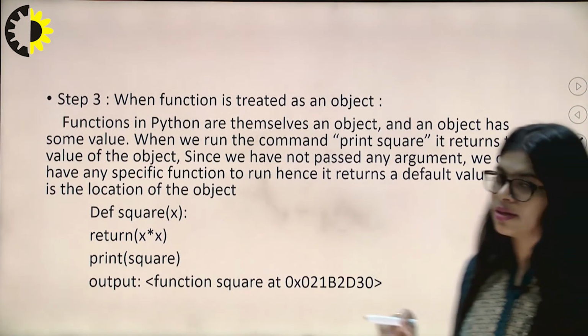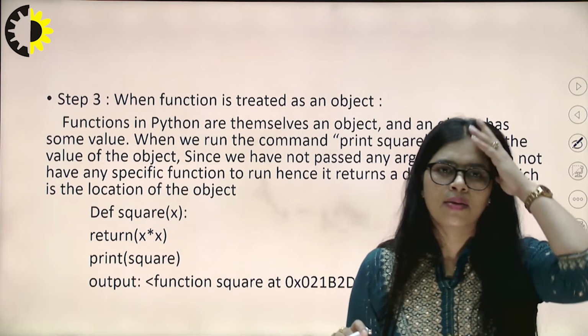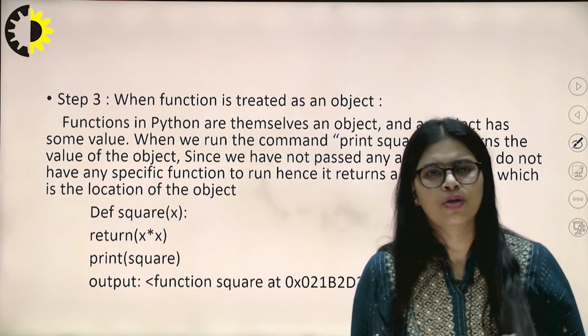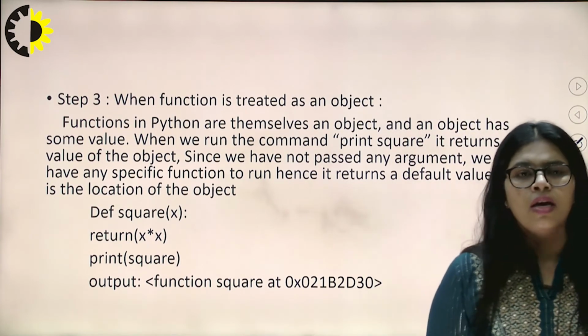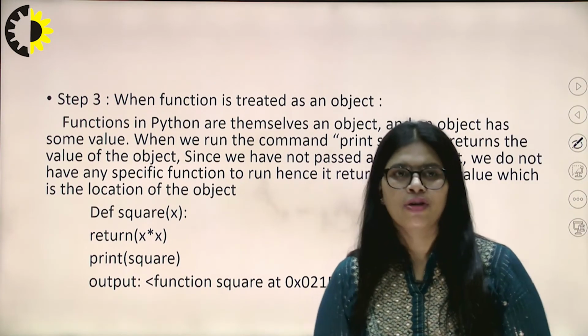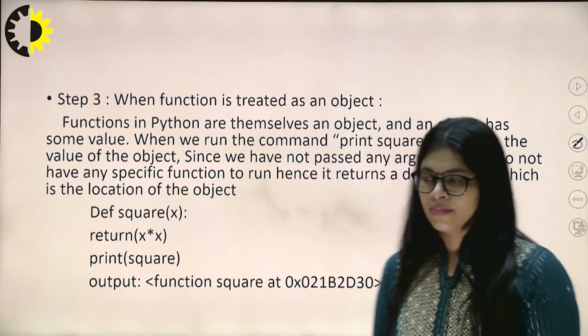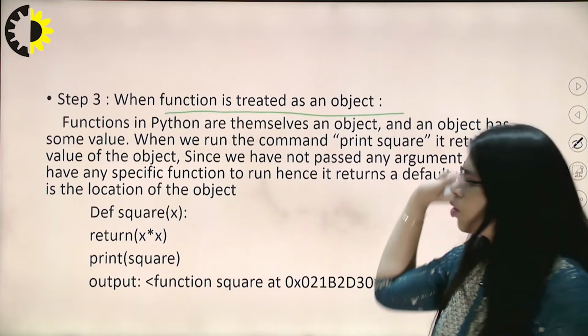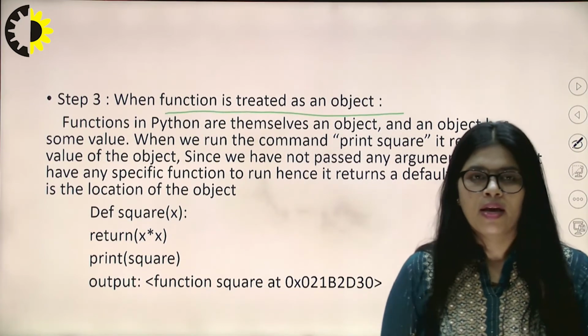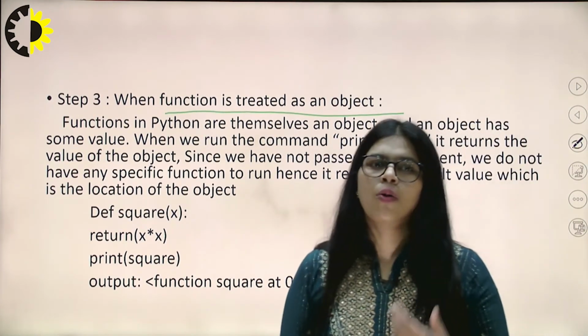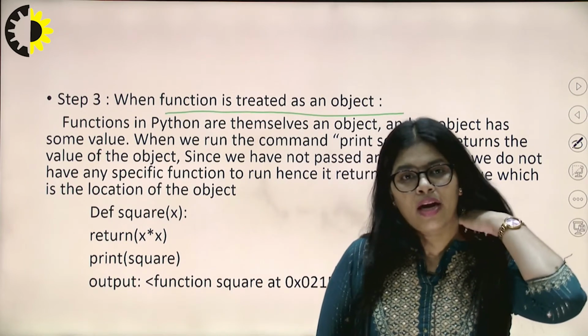Third step is most important. Sometimes an examiner, or anybody, can ask: if we are treating a function just like an object, then what kind of value will be printed? Means function is treated as an object only. If function is treated as an object, then what kind of value will be printed?